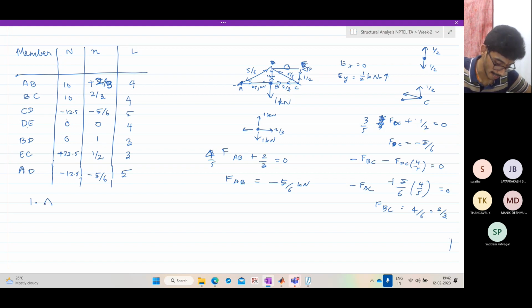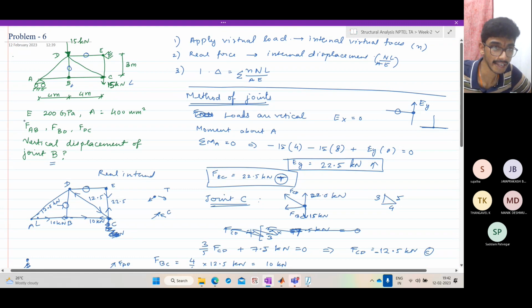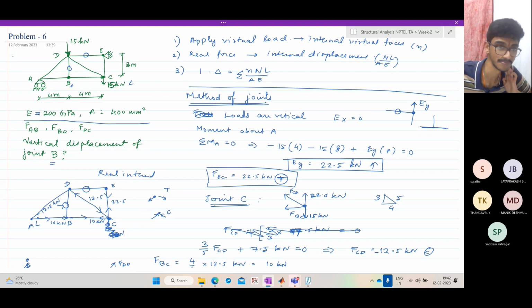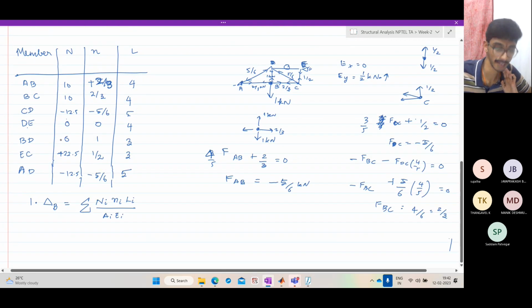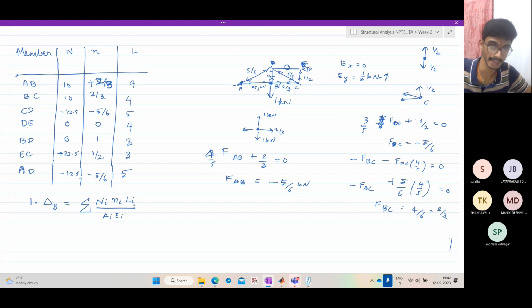So 1 acting on delta B, which is what we want, is equal to summation Ni Li by AiEi. It's already given that A is 400 mm square and E is 200 GPa for all the members. So it is very simple. You can take this out commonly. We just have to multiply each column and then divide by AE. It's just math, so let me do it in MATLAB.